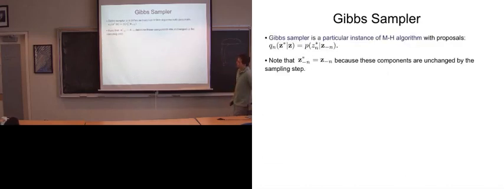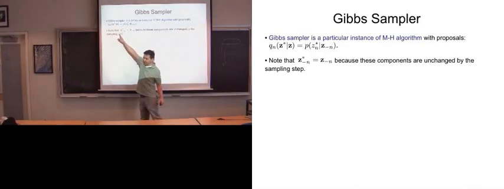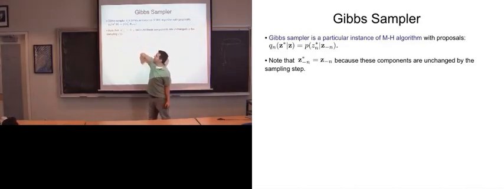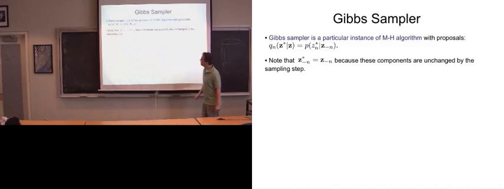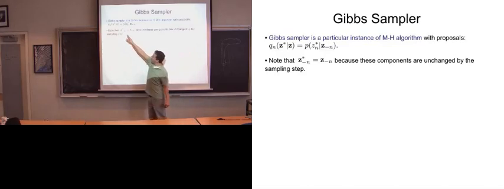It also turns out that the Gibbs sampler is a particular instance of the Metropolis-Hastings algorithm with the following proposal distribution. Your proposal distribution for a new state given the old state is just the conditional probability of proposing the new state for the nth random variable, while all the other variables remain the same.